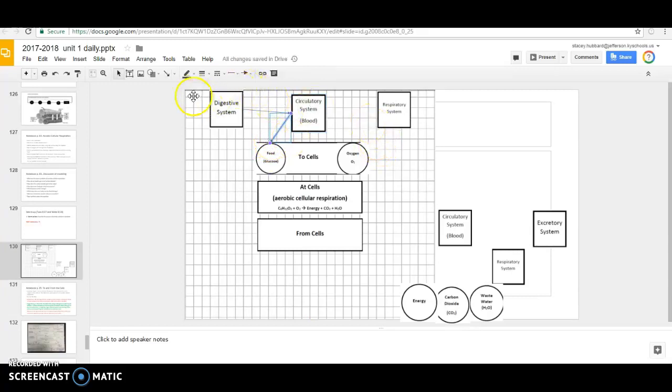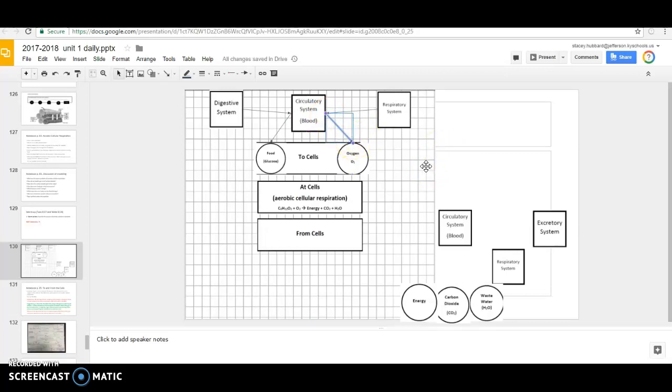Well, let's think about oxygen. Let's draw our arrows for that. It's going to go from the respiratory system. The oxygen is going to go to the circulatory system through the blood. And then from the circulatory system, the oxygen will get delivered to the cells.